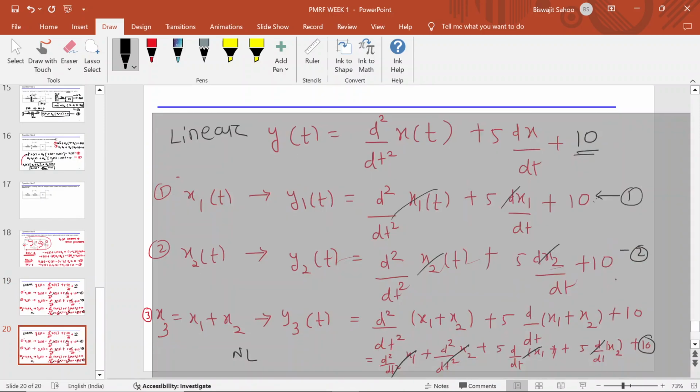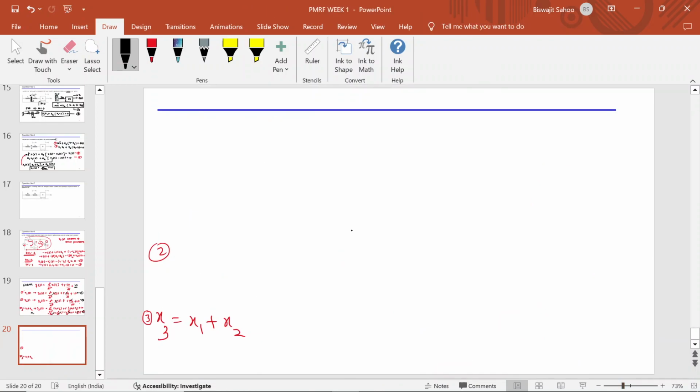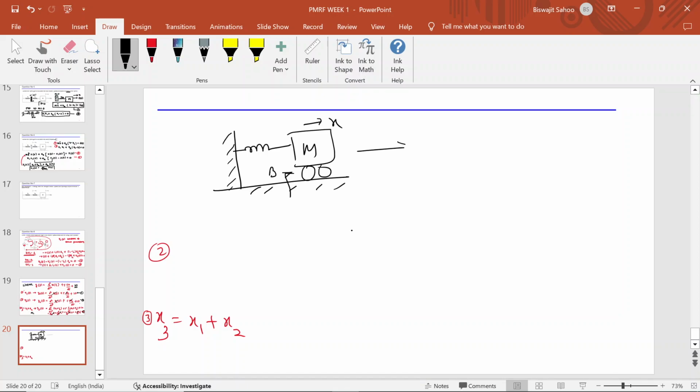Let me delete this for you. See, generally a mechanical system is represented by this. This is your rigid body. This is your mass M. This is your spring K. This is your damper B, and this is your displacement X. This mechanical system is equivalent to a voltage source with R, L, and C.